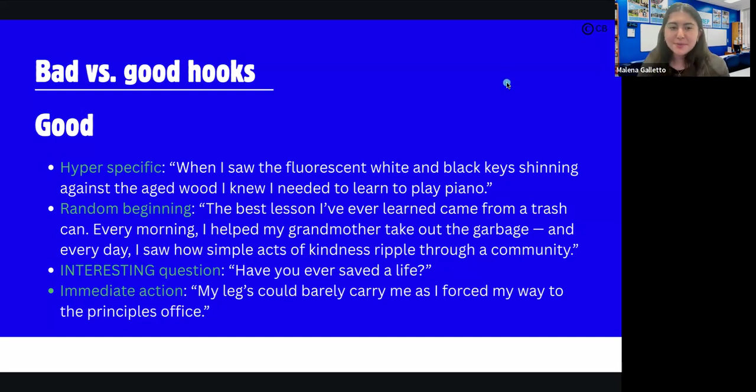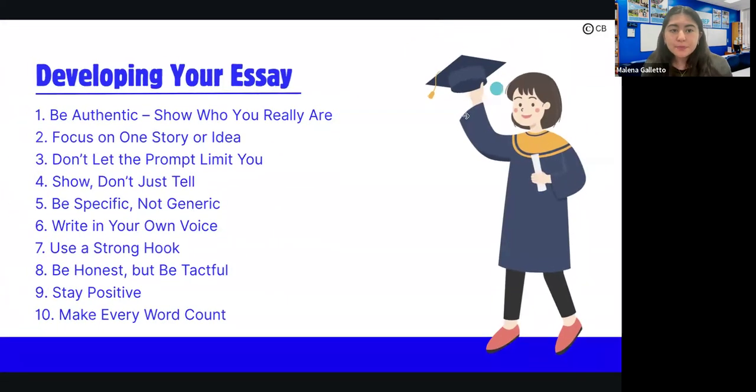Yeah, so basically, just to summarize everything that Cece said, a good hook prompts the admissions officer to read more, and that's truly what we want to be going for in a good hook. Okay, so to develop your essay, these are principles, ideas, concepts that you should be keeping in mind throughout the drafting and editing process.